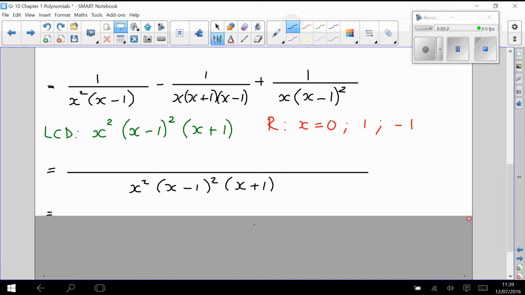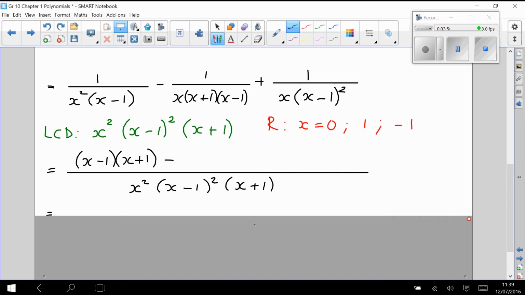Now using my same LCD, I'm able to change the numerator of my fraction. When I take a look at my old factors in my separated denominators, I see that the first denominator had an x squared, and it had one x minus 1 factor, so its old numerator, which is 1, must still be multiplied by the second x minus 1 factor and by the x plus 1 factor.